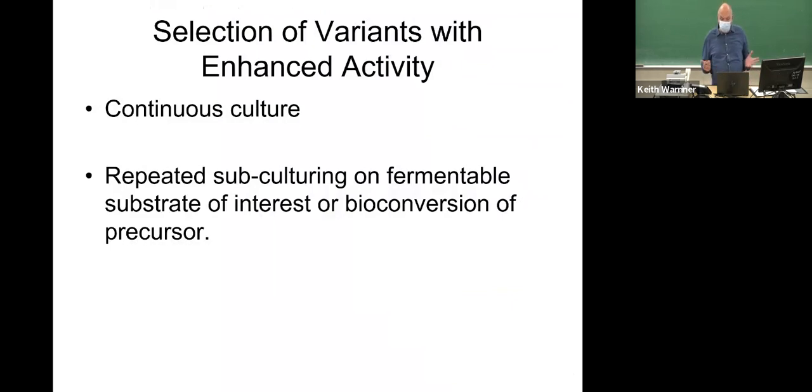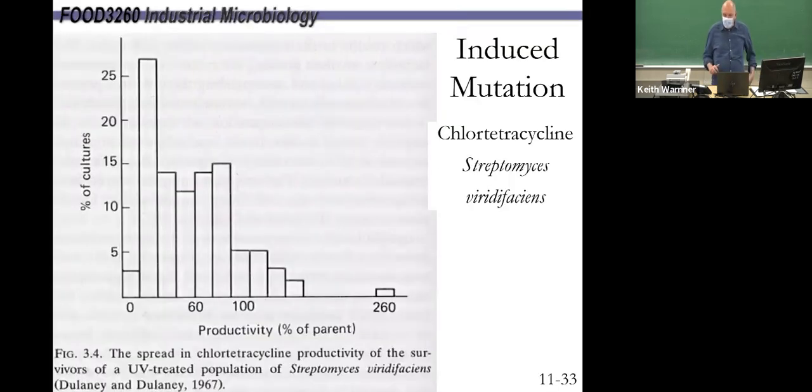Now, if we're looking at a selective substrate, not antibiotic production, say we're looking for an enhanced cellulase producer, well, let's put it in a continuous culture and turn the wick up on the dilution rate, because it's only those that can utilize the cellulose quickly that will survive and grow. So it's a very laborious process, as you can imagine, and you're really just depending on nature. So what you have to do is give nature a helping hand sometimes. And we do that by mutating agents.